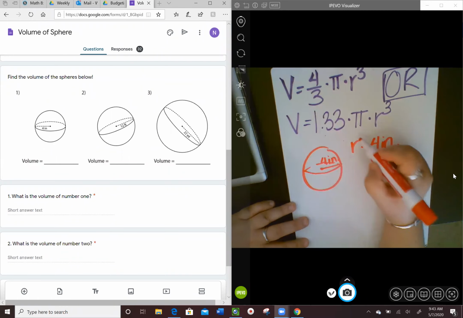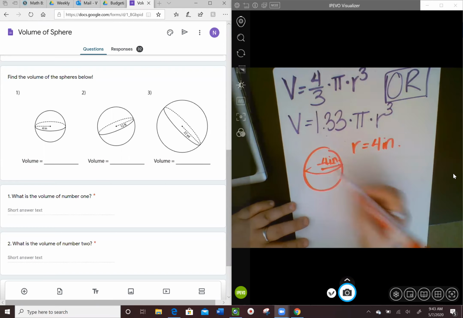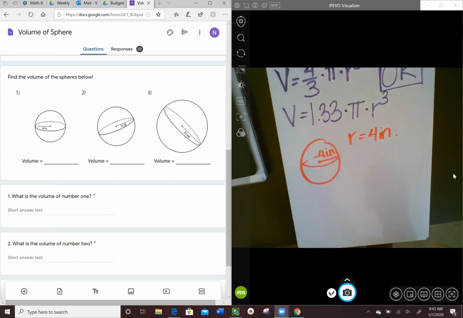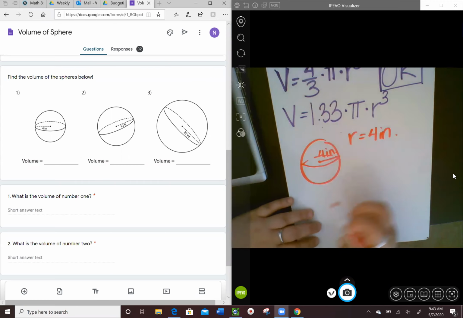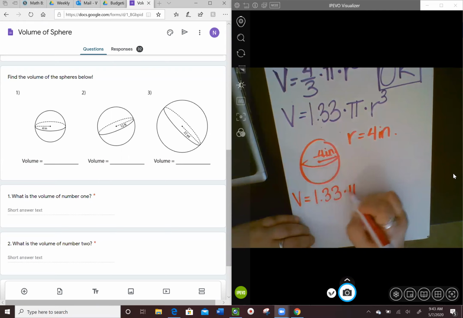All we have to do is plug this 4 in for either one of these R values. These are the same formula. This one's just simplified a little bit. So I'm going to use the second one since you guys haven't seen me use that one yet, and I'm going to put 4 in for R. So to find the volume of this sphere, we've got 1.33, that's the 4/3, times pi times 4 cubed.